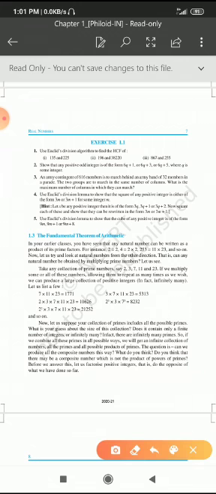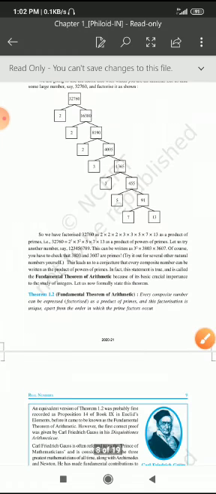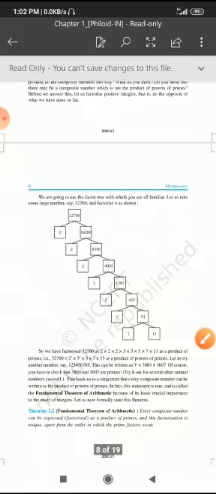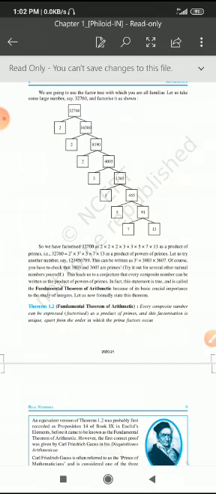The concept is the fundamental theorem of arithmetic. Every composite number can be expressed as a product of primes, and this factorization is unique apart from the order in which the prime factors occur. Every composite number can be expressed as the product of prime numbers. The factorization will be the same, but the order may differ. All the prime factors for any composite number are the same. Okay, this is about the fundamental theorem of arithmetic.